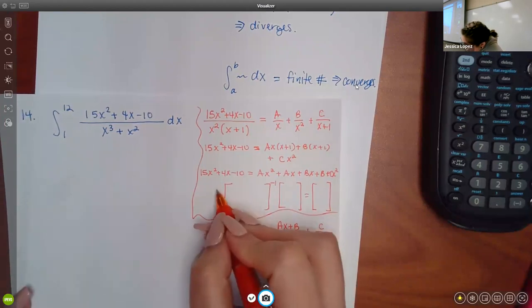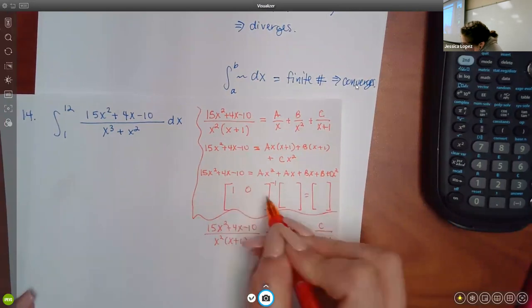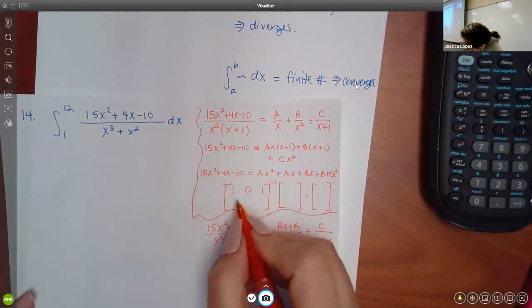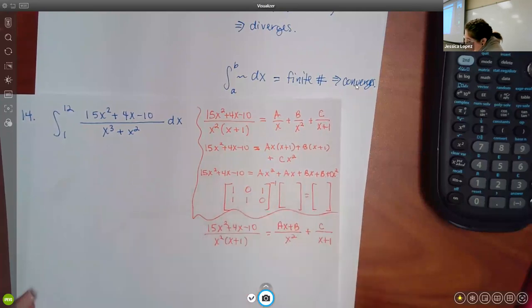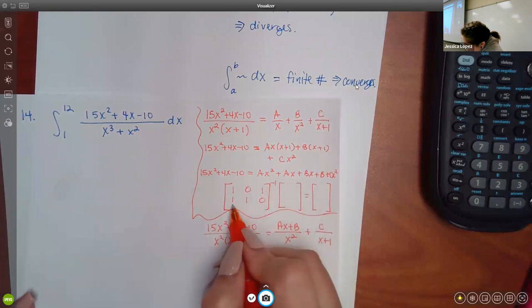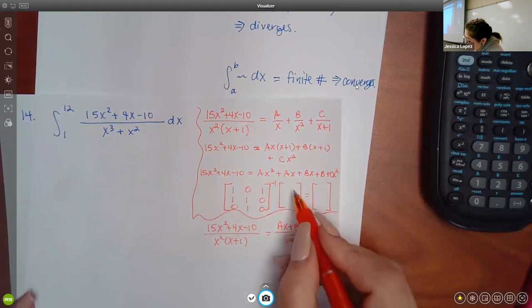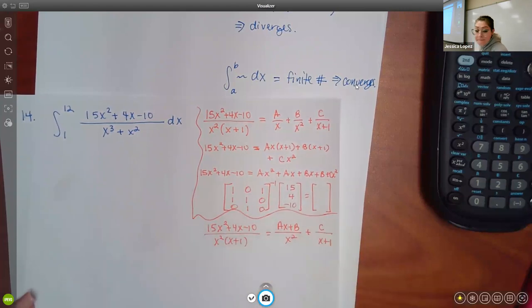So for my x squared coefficients, I have one for a, no b x squareds, and one c x squared. For the coefficients of x, I have one a, one b, and no c. For the constants, I have no a's, one b, and no c's. And then the original coefficients were 15, 4, and negative 10.